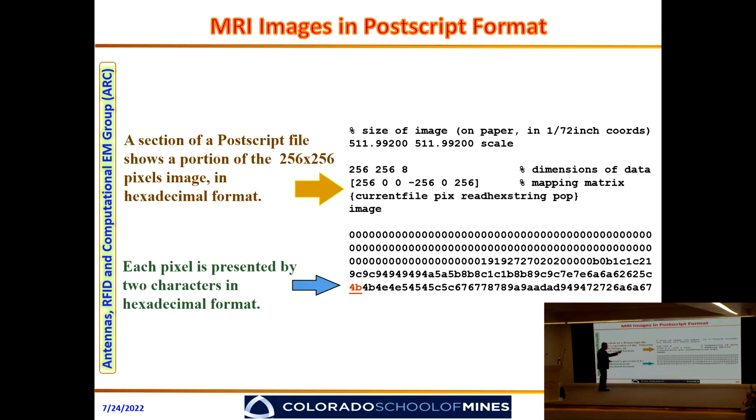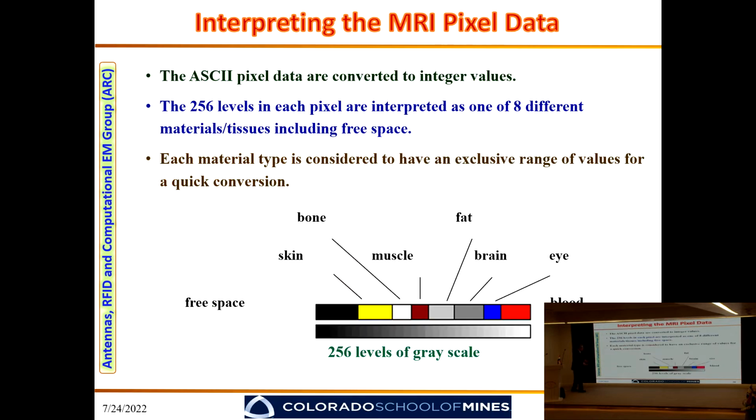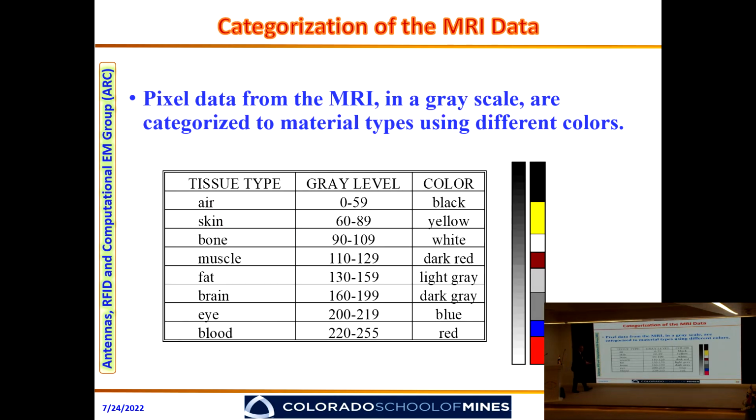And so we read all this information and we figure out how we convert the grayscale image into a color image. And at that time we were focusing on blood and eye and brain and fat and muscle and bone and skin. And for those different tissue parameters, we were designating an area of grayscale and giving it a specific color.